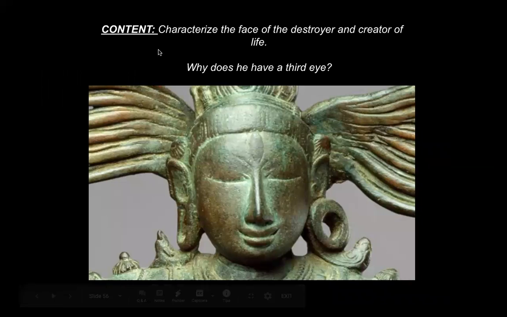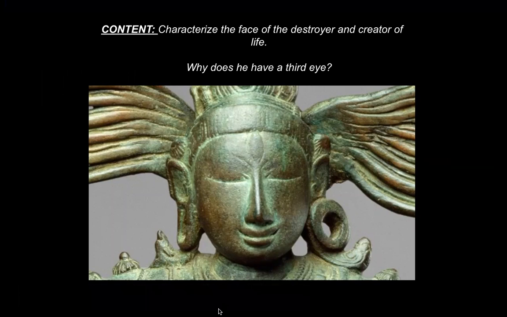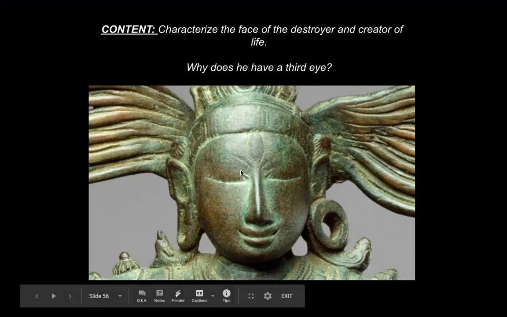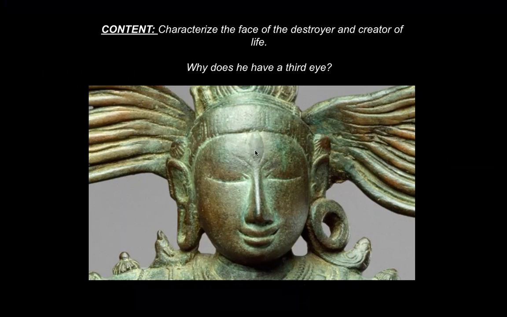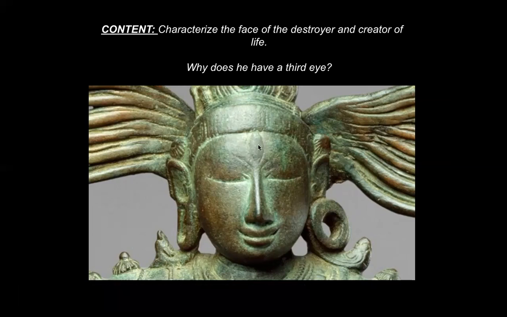Right. So let's go ahead and we're going to break this apart. Let's characterize his face, right? Does he have the face of a destroyer or a creator? Right? His face is pretty calm. You notice that he's got a serene expression. So he's got more of that creator face. And then he also has that third eye. And if you've ever done some yoga, you remember that this is kind of your spiritual eye, the all-seeing eye.